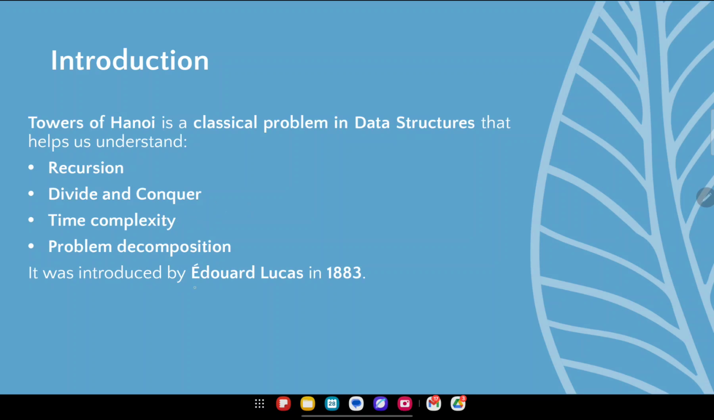This problem was introduced by Edward Lucas in the year 1883. He was a mathematician, and even today it is widely used in academics and interviews.